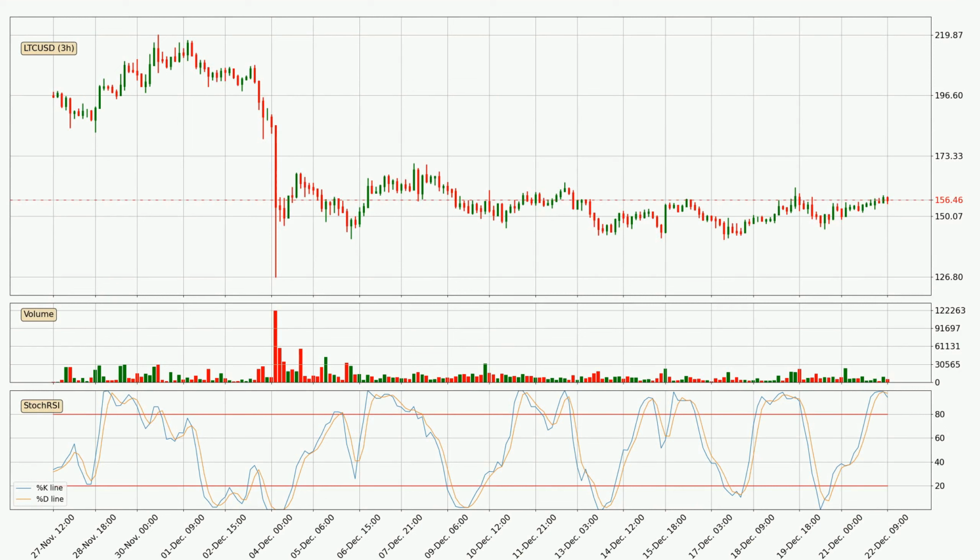Moving to the 3-hourly Stochastic RSI, both the %K and %D lines are in the higher region, which means that the price is getting overbought and soon a trend change or at least some kind of consolidation could be expected. The K line is below the D line, which shows that the trend has shifted to the downside.